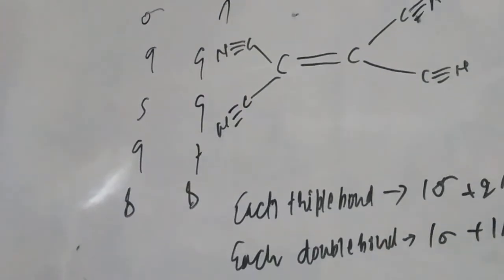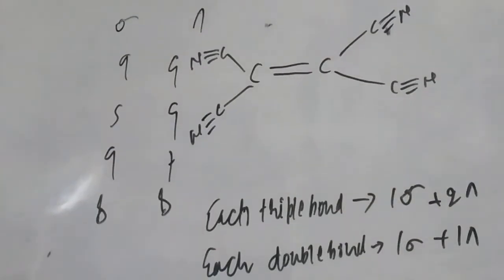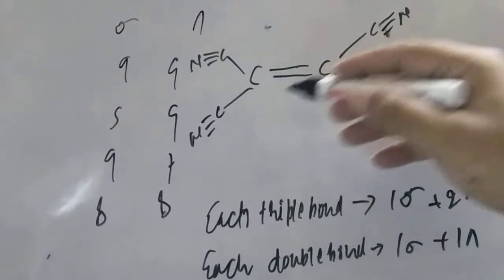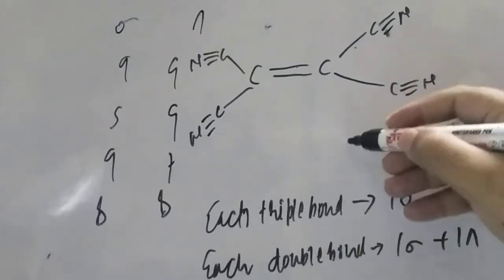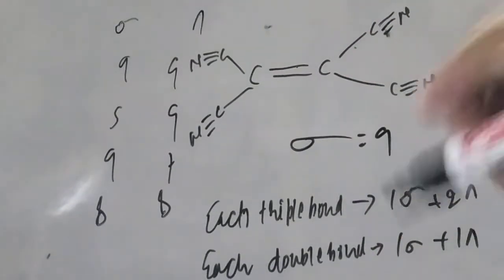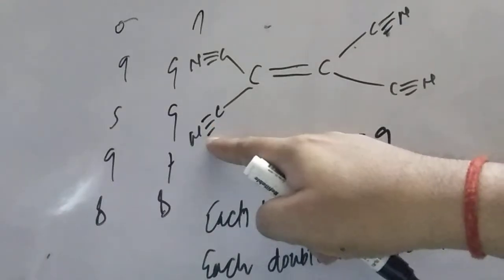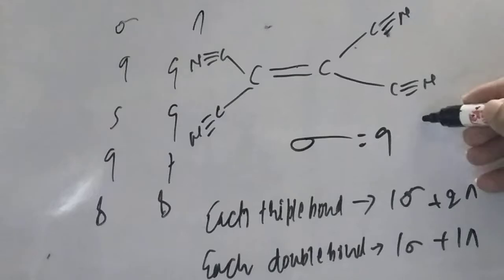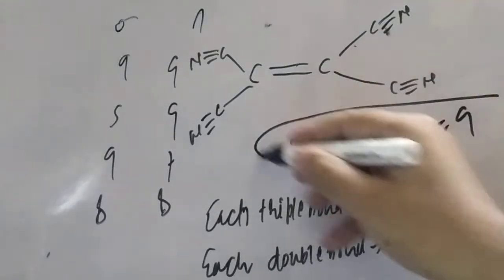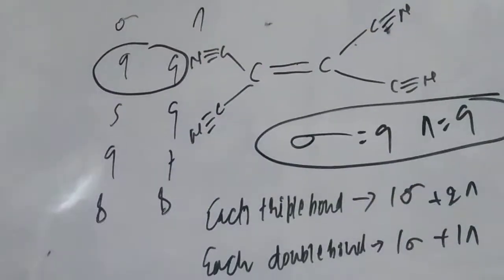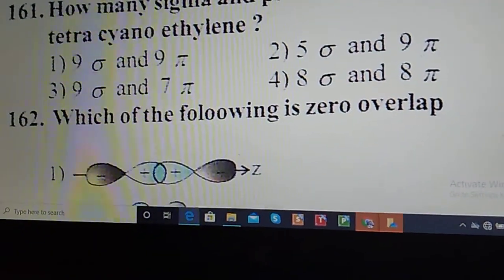Now student, you can check here. Sigma bonds: 1, 2, 3, 4, 5, 6, 7, 8, 9. So sigma bond is 9. Each triple bond has 2 pi bonds, so 2, 4, 6, 8, and here is 1 pi bond. So how much pi bond is coming, student? 9. So if you check here, 9 and 9, the correct option will be option A. Okay students, so for 161, the correct option is option number 1.